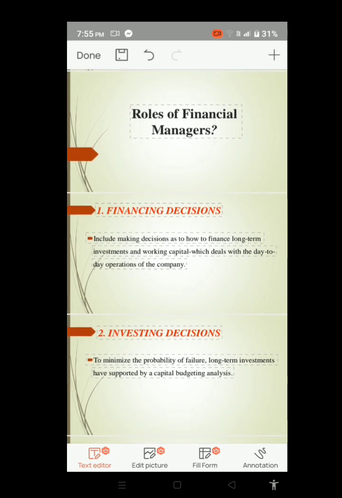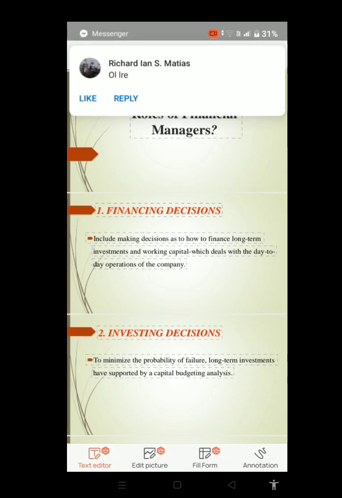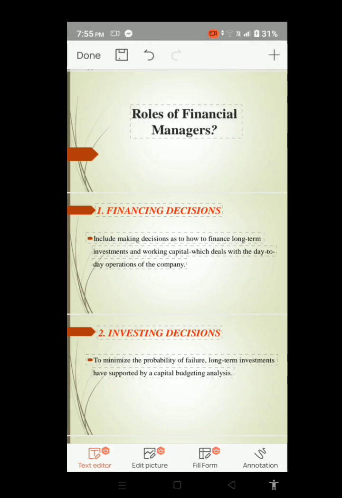Role of financial managers. Number 1, financing decisions include making decisions as to how to finance long-term investment and working capital, which deals with the day-to-day operation of the company. Investing decision: to minimize the probability of failure, long-term investments are supported by a capital budgeting analysis.